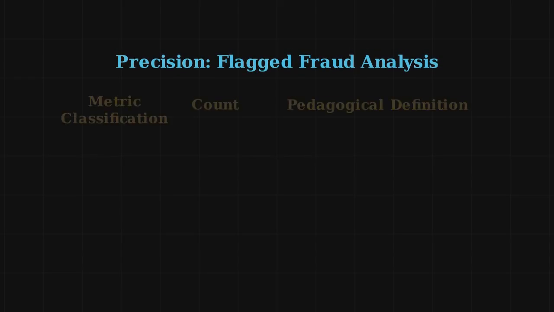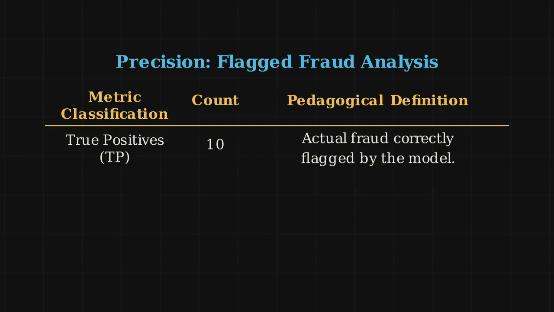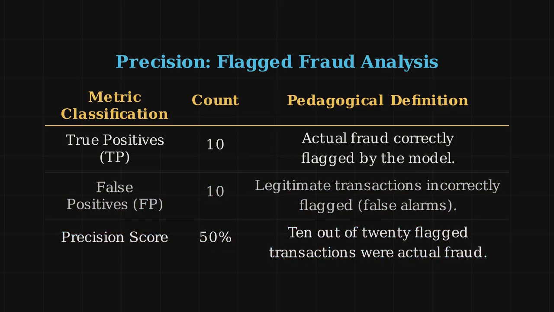To solve this, we measure precision, which evaluates the quality of positive predictions. Precision asks, out of all transactions the model flagged as fraud, how many were actually fraudulent? Minimizing false positives yields high precision, ensuring users aren't annoyed by constant false alarms. If a model flags 20 transactions but only 10 are genuine fraud, precision is 50%.